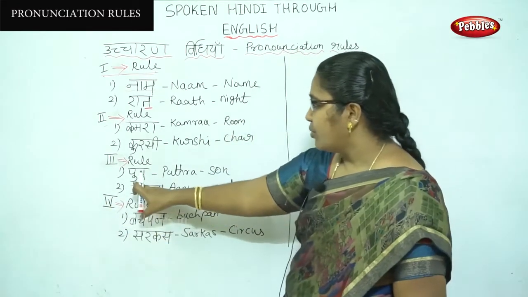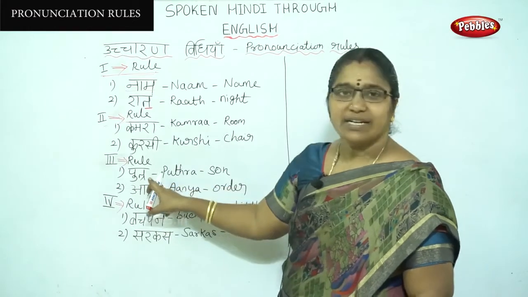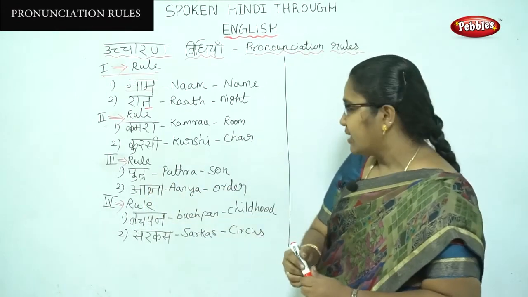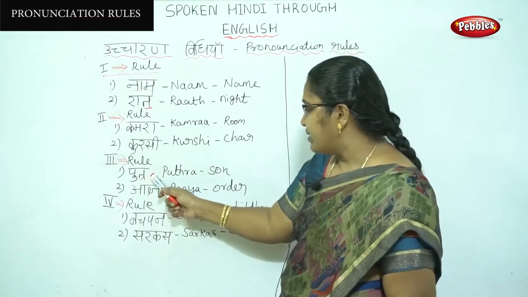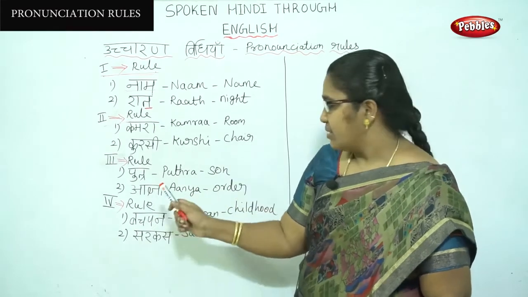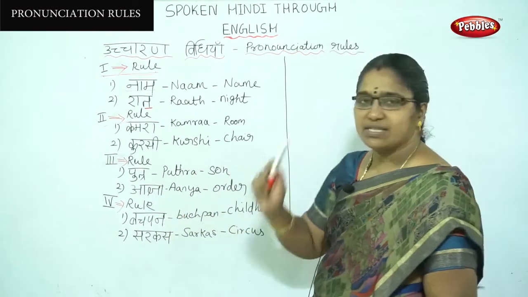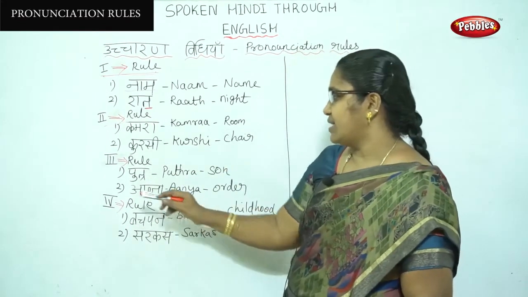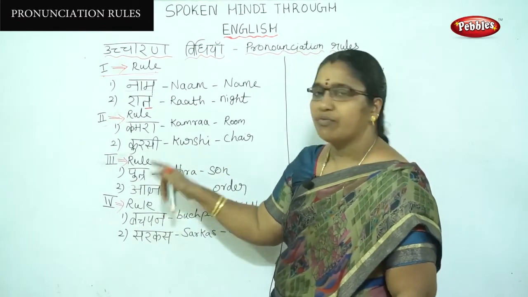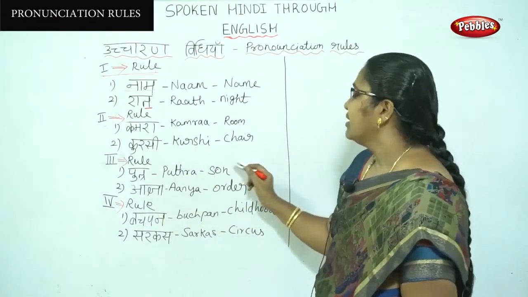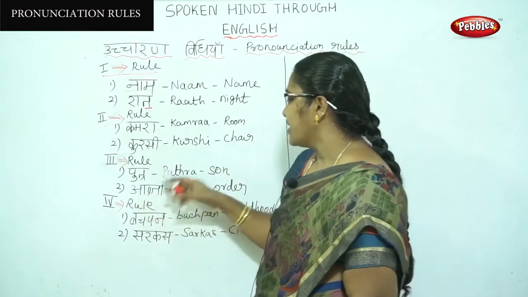See here, putra. Tra is a conjunct. We have to spell it as putra. The meaning is son. See, putra. Pronunciation fully the conjunct. Okay, putra, son.